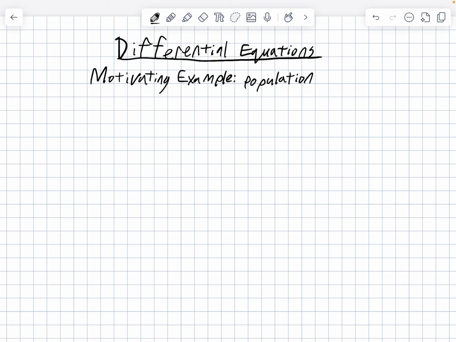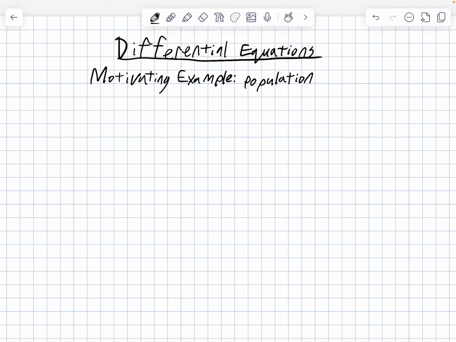So before I define what a differential equation is, I think with lots of concepts in math, it is best to look at a motivating example, that is, the kind of problem we might use this concept to talk about, and then from there see if we can sort of independently discover differential equations rather than just looking at a definition. So the archetypal motivating example for differential equations is population.